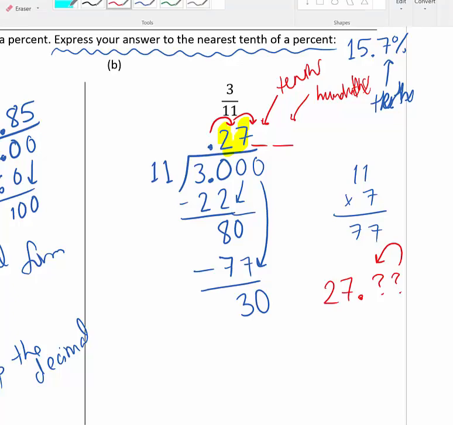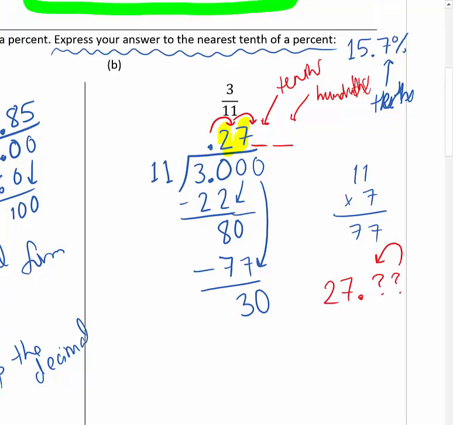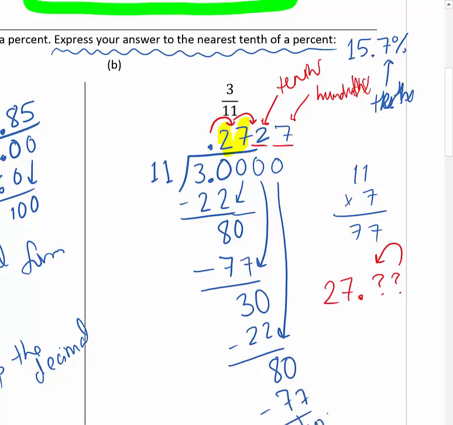I have 30. I'm dividing 11 into 30 at this point. It goes in only twice because 11 times 2 is 22. If I subtract, I'm left with 8. Okay, getting there. Let me bring down a 0. 11 into 80, I think we already did this. It's 7, right? 77. And I guess at this point, I can just say, who cares? Because we have all the digits we need.